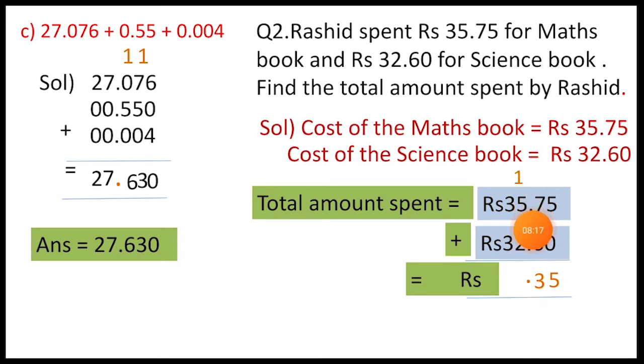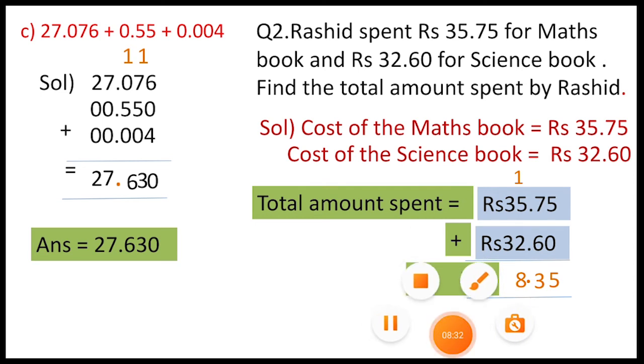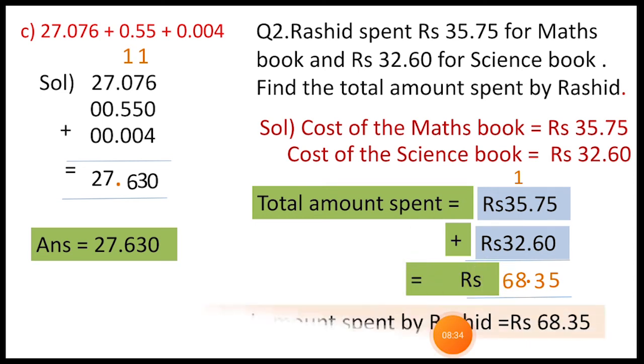Now add for this ones place, so 5 plus 1 is 6, 6 plus 2 is 8, and in the same way while this ones place is over, now add for the tens place. So here we'll get 3 plus 3 equals 6. So we got here the total amount spent by him is equal to rupees 68.35.